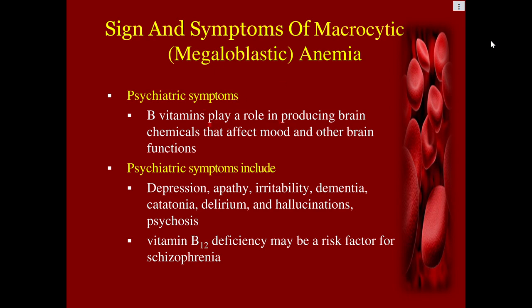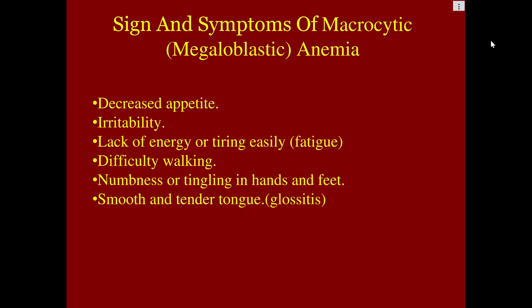Therefore, one of the investigations that you're supposed to do when you see a psychiatric patient is serum vitamin B12 levels. A patient may present with depression, apathy, irritability, dementia, catatonia, delirium, and hallucination. Of course, at the worst time, depression and psychosis are some of the extreme symptoms. We say that vitamin B12 deficiency may be a risk factor for schizophrenia. So, serum vitamin B12 for patients who are presenting with psychiatric symptoms should always be included in your investigation.